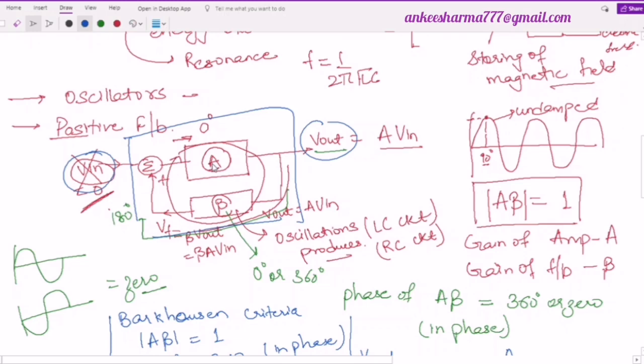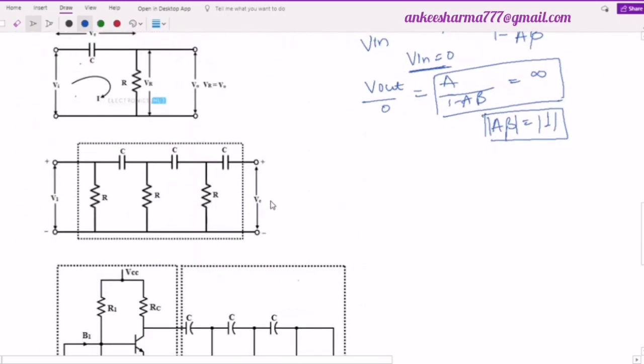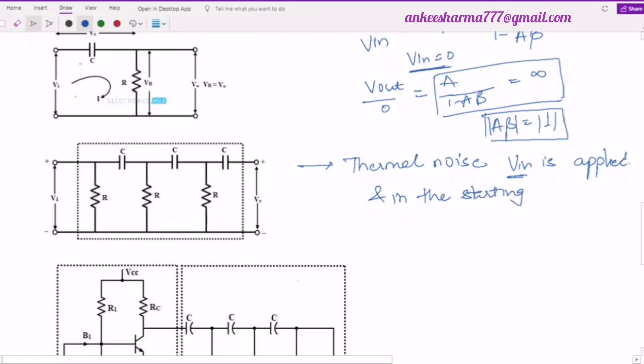We keep A beta slightly greater than 1. So if I write here, due to the thermal noise, V in is applied, and in the starting we make the magnitude of A beta greater than 1. Why greater than 1? Because the amplitude of the thermal noise will be very small, this much for example, but the output I want should be larger. I want the amplitude of the oscillations to be this much.